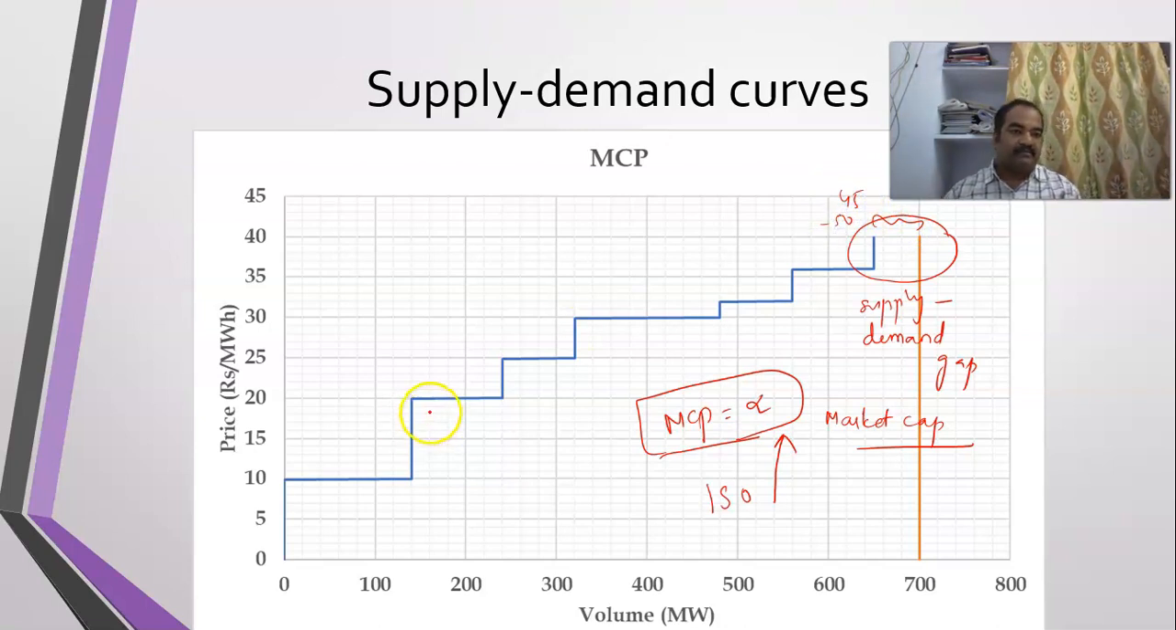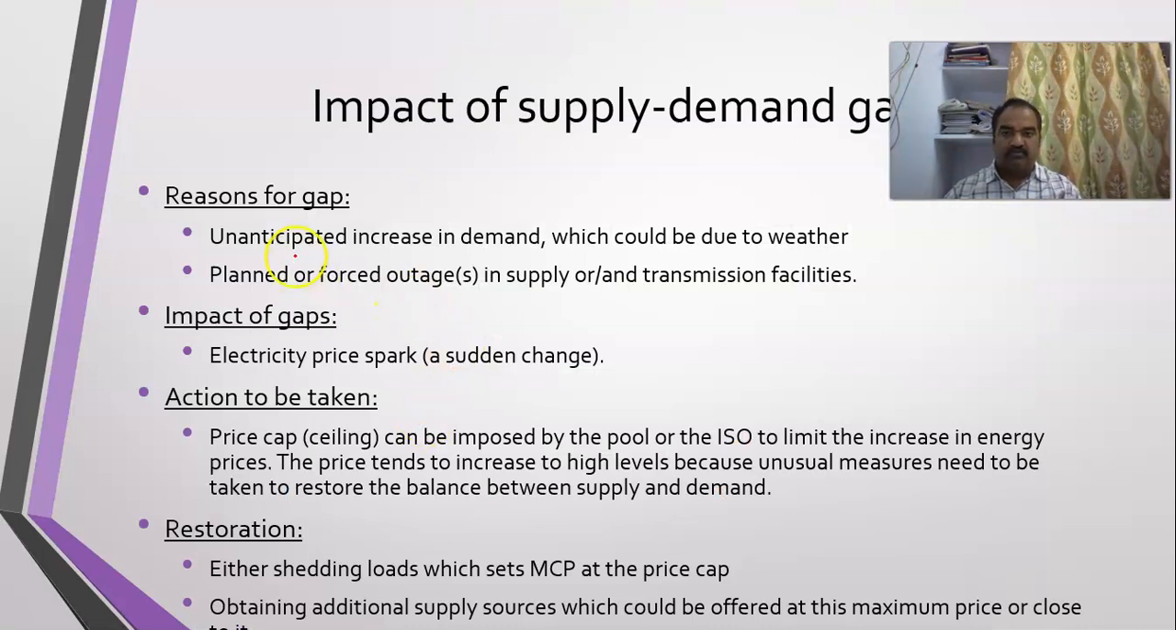And he will keep a cap there in order to control the prices. This does not reflect any competition in the markets, so this should be avoided. So what are the reasons for the gap? Unanticipated increase in demand, which could be due to the weather. The demand is very high, or sometimes supply may be coming too short. In either of these cases, you will be having a gap.